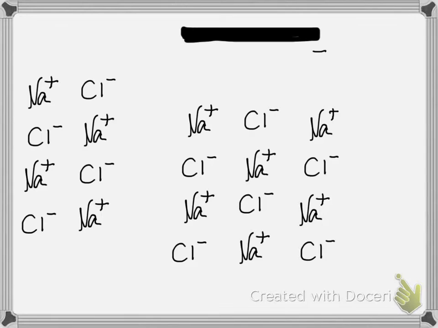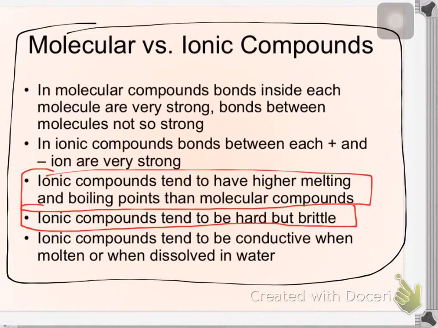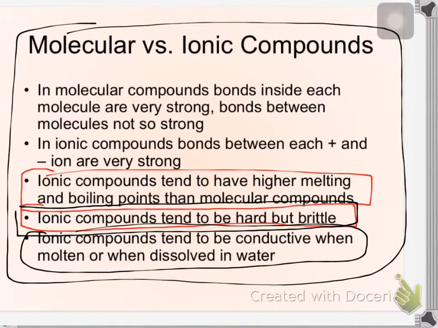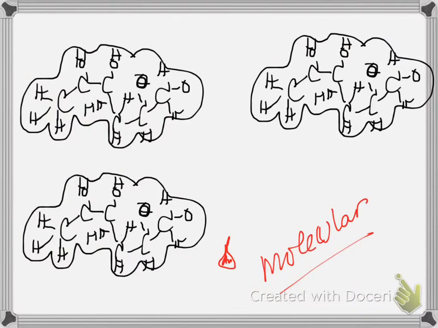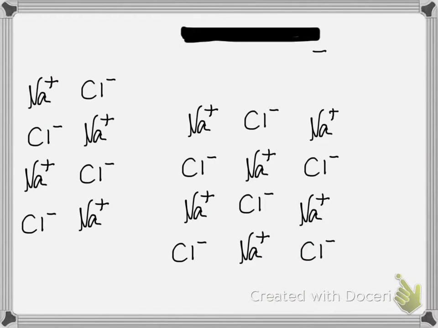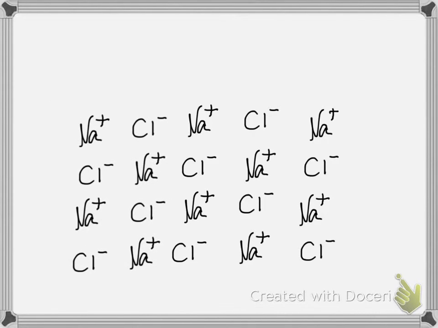Okay. So that though is why ionic compounds tend to be brittle. Now, the part that we're going to get to tomorrow when we have the conductivity apparatus is this. Ionic compounds tend to be conductive when dissolved in water. So, without talking too much yet about why that is, I want to talk about what happens when we put an ionic compound into water.